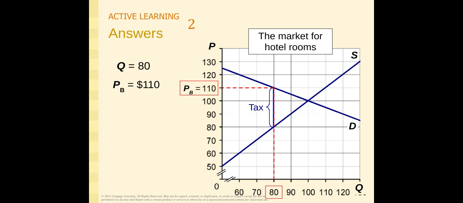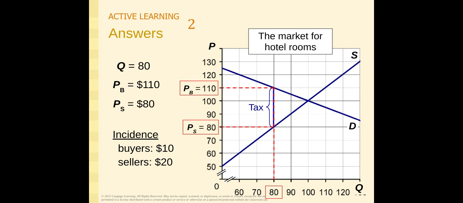So the new price the buyer has to pay with this tax is $110. The price the seller gets is $80. So therefore, since the market equilibrium price without the tax was $100, the buyer has to pay $10 more and the seller gets $20 less, and that's the tax incidence.